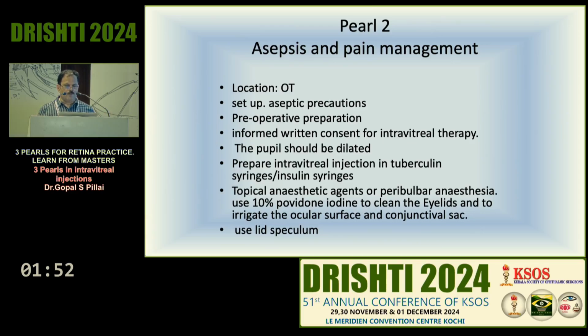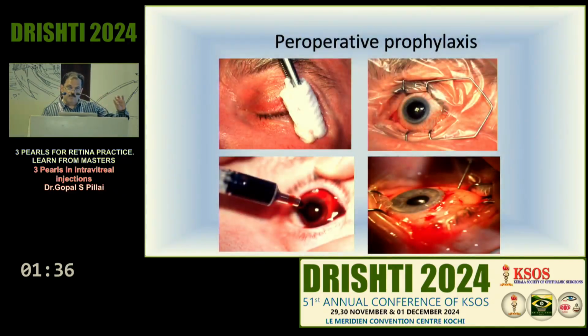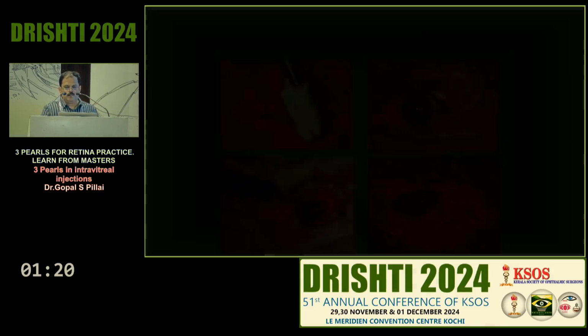Preoperative preparation: informed consent, the pupil should be dilated, and topical anesthetic agents do really well, because if the patient is in pain, he will not come back for the second or the third injection. So maximally reduce the pain, use a lid speculum, and very clearly put betadine 5% or 10% on the cornea and the ocular flora. Betadine needs a 3 minute contact time, and then give the injection.